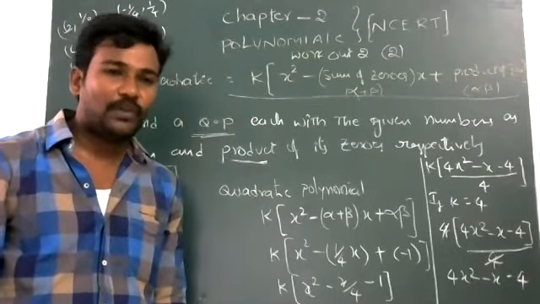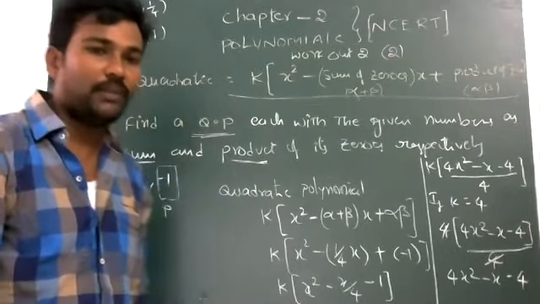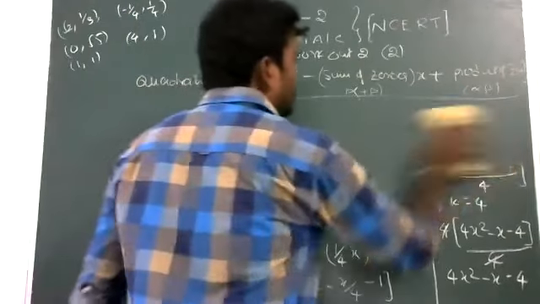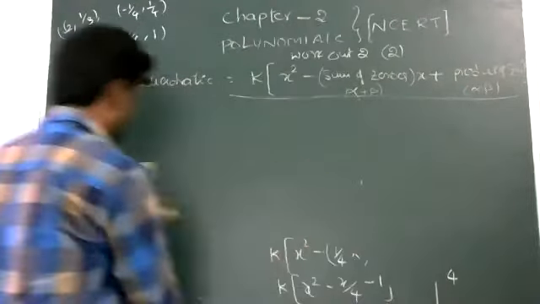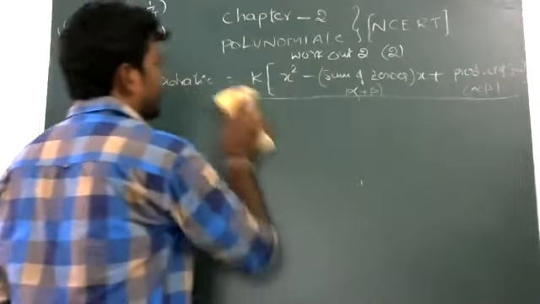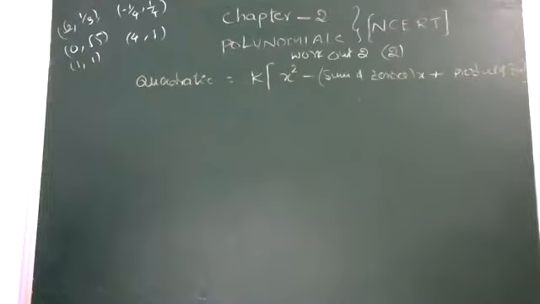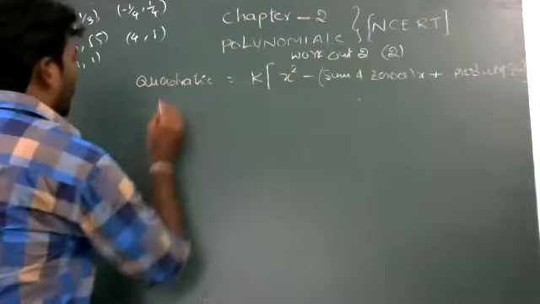Now I am going to explain one more problem. Listen carefully now, students. Now, what is the second one? Root 2 comma 1 by 3.